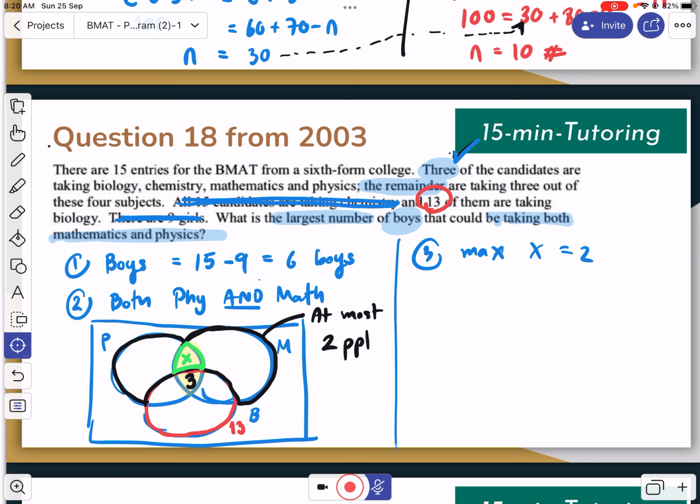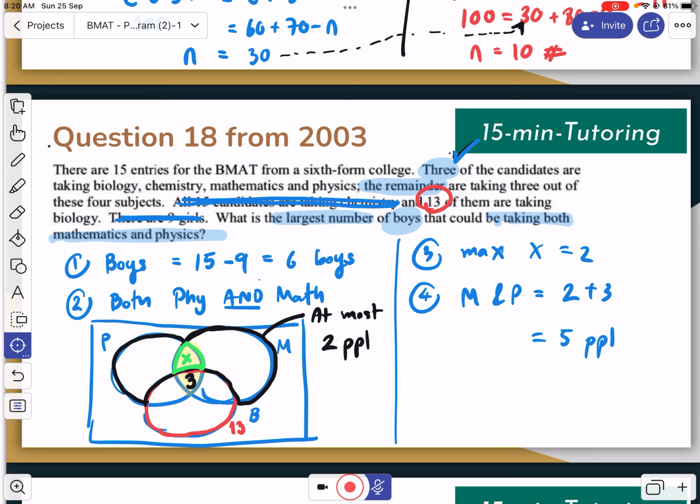Well, let's go back to the question. They want us to figure out the largest number of boys that are taking both math and physics. And for math and physics, that will be X plus 3. And that's the largest. So, math and physics, the largest, that will be X, which is 2, plus 3, that is 5 people.